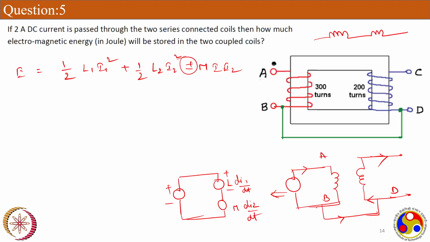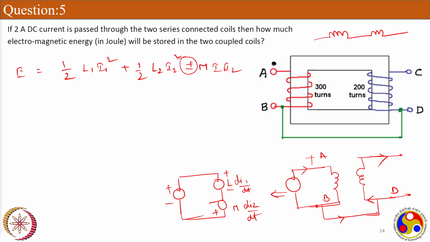So what will be the potential here? If I see this current is leaving from this box, and it is entering here, and here it is entering, it is plus here, so it will be plus here. Now, we are trying to find the energy that would be stored in the two coupled coils.